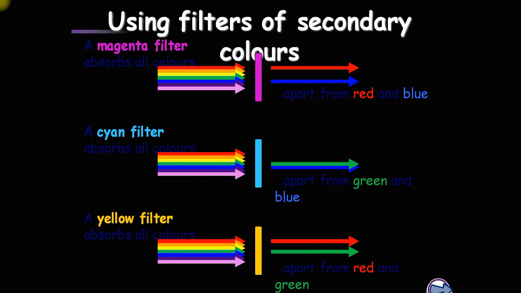Using filters of secondary colors, for a magenta filter, we get to see the 2 colors that are actually reflected by the magenta color, that is red and blue, passing through it. For a cyan filter, we have green and blue colors passing through easily. The reason is this: we see this as cyan because 2 colors are given off or reflected from it. So it will only allow colors related to the same wavelength that are reflected to pass through. For a yellow filter, a red and a green light will pass through it easily.